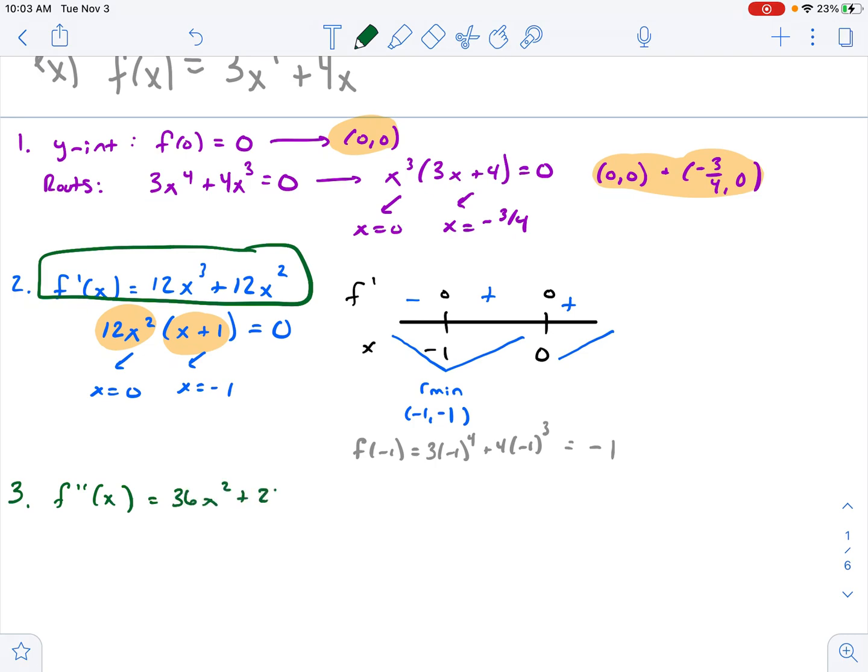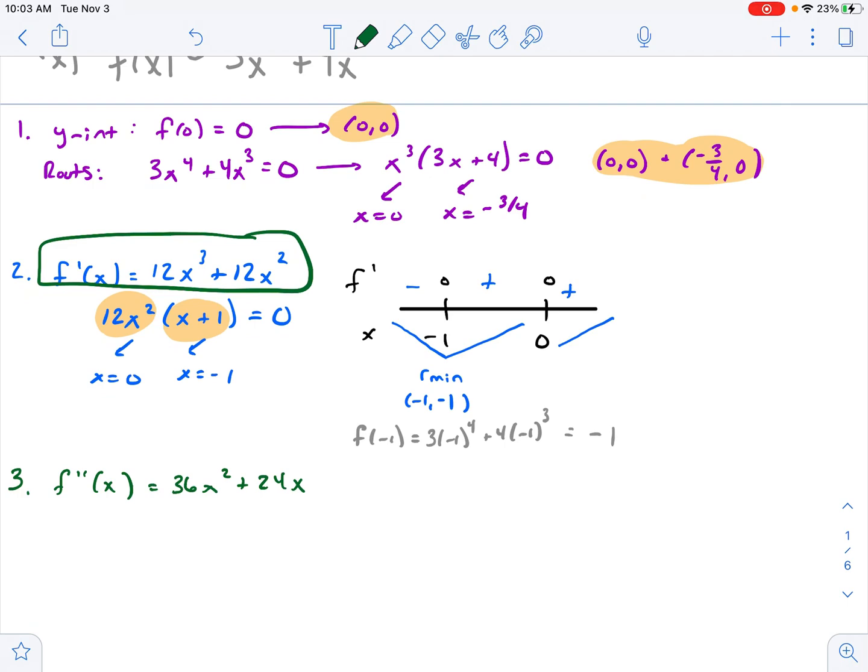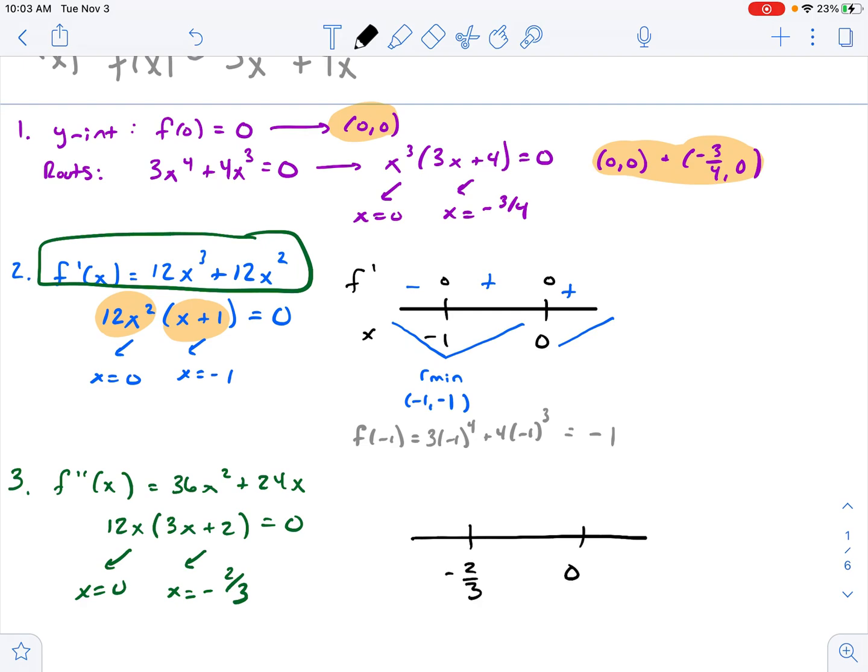And that's going to be 36x squared plus 24x. So again, we want to see where the second derivative is positive or negative, so we'll set it equal to 0, and I can factor a 12x out of this. And we're getting 0 and negative 2/3 here. Okay? So those are the values we're going to test around for concavity. Those are the x values where f double prime is 0.